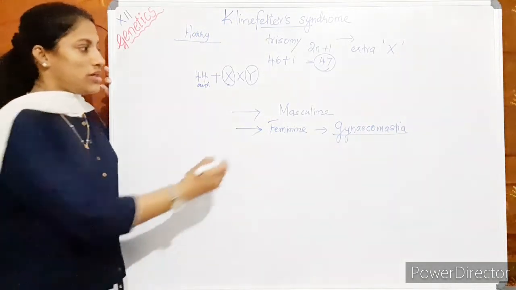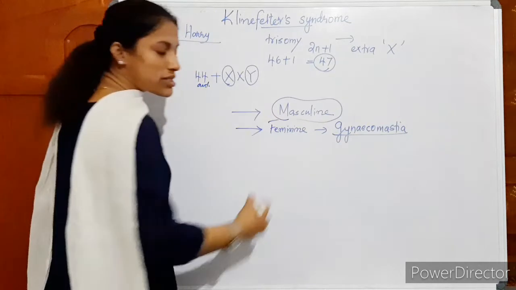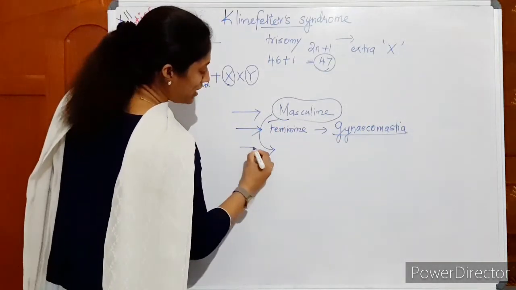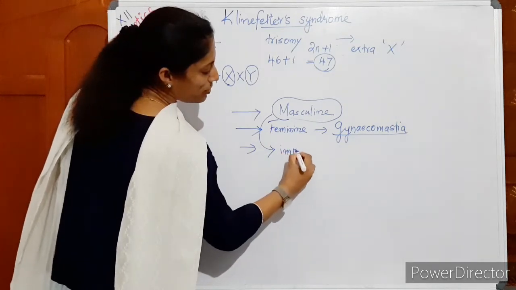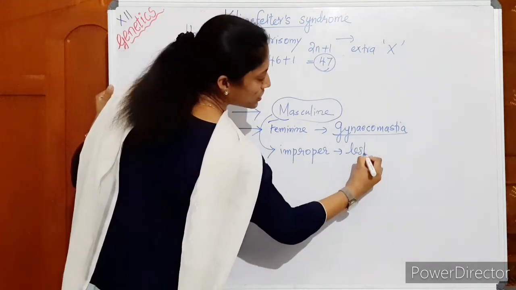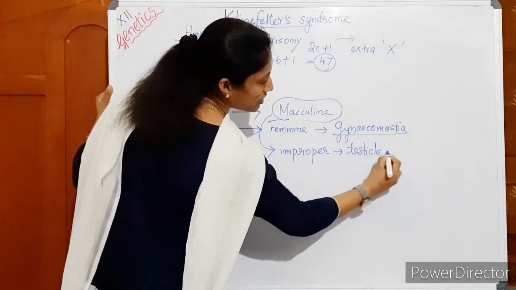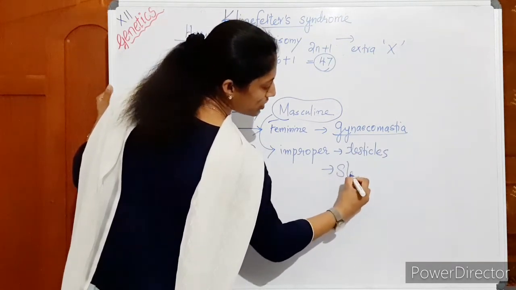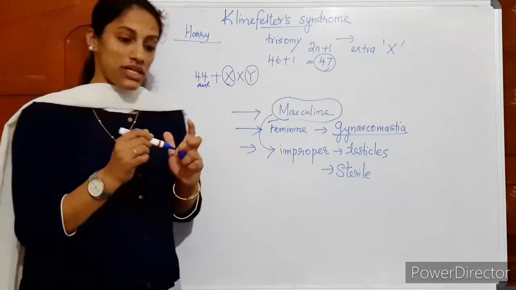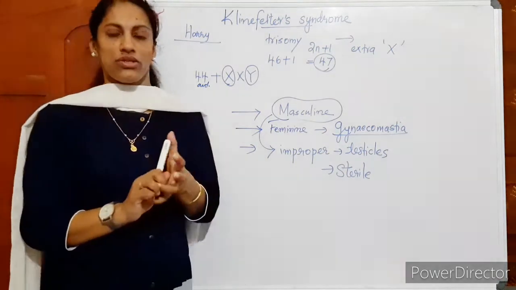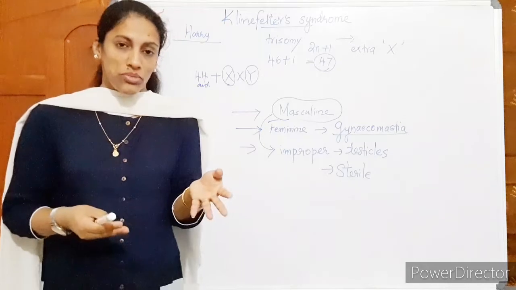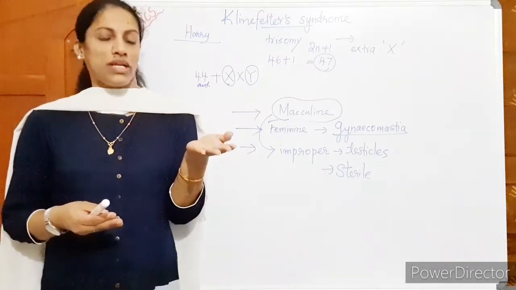And also, even though he is showing masculine features, the testicles won't be properly developed. Improper development of testicles. So he will be sterile, not fertile. These are the cases we should discuss about Klinefelter syndrome. In Klinefelter syndrome, this is a case of trisomy. Here it is sex chromosome trisomy.